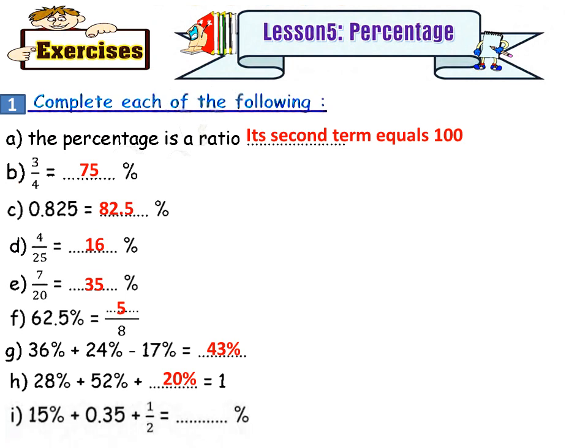Letter I, 15% plus 0.35 plus half equals what as a percentage. Firstly, we will convert the decimal and the fraction half into percentages. 15% stays as it is. 0.35 we can convert into a percentage to be 35%. And half equals 50%, okay? Because the whole number 1 equals 100%, so its half equals 50%. 15 plus 35 plus 50%, the total equals 100%, okay?